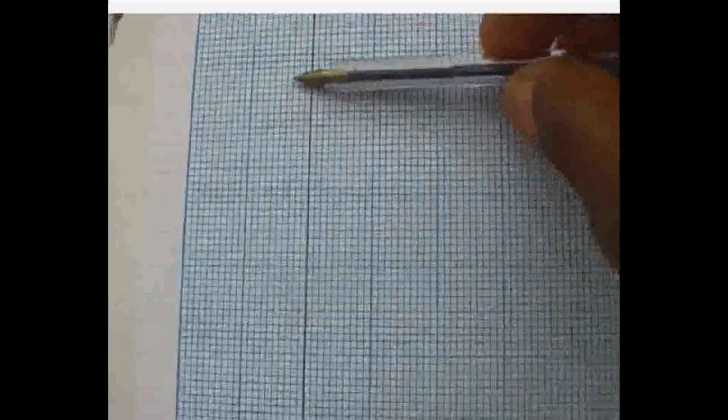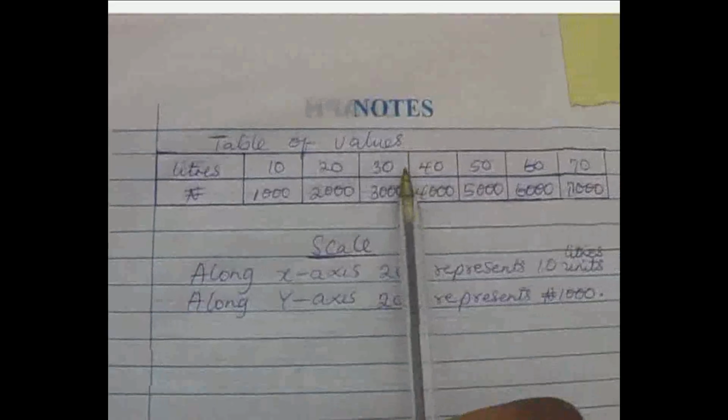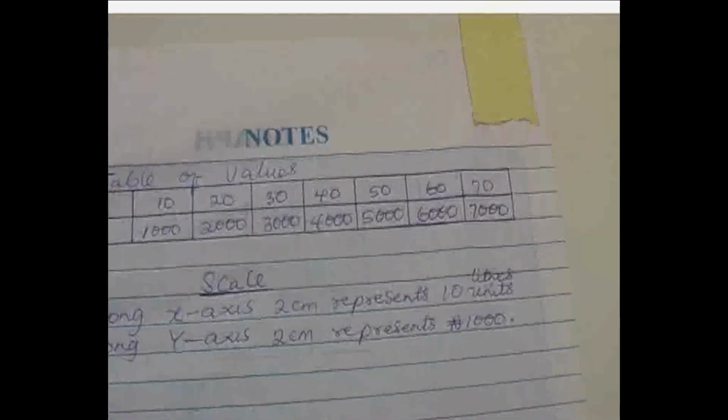This 0 means from here up the y-axis is the positive side. From here down is the negative side of the y-axis. From here towards the right is the positive side of the x-axis. From here towards the left is the negative side of the x-axis. But in this case, we don't have any negative values in our table of value. We only have positives.